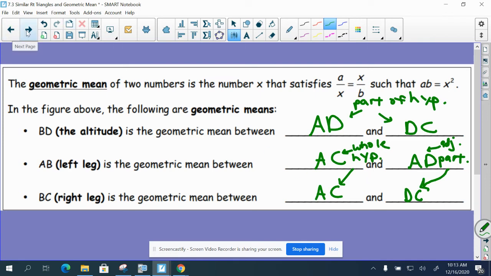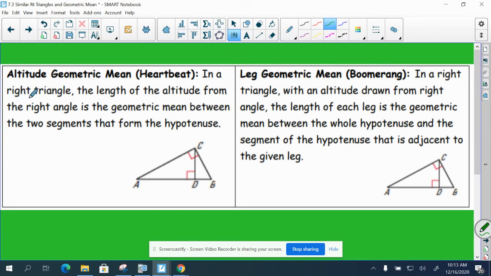All right, and then one more little summary of this, and then we'll do some practice problems. So the first one was called the altitude geometric mean theorem. And I'm going to switch up these letters so that it corresponds with the letters that we used in the original diagram. So this is going to be B, and this is going to be C. So the altitude geometric mean theorem says in a right triangle, the length of the altitude from the right angle, so BD, is the geometric mean between the two segments that form the hypotenuse, so AD and DC.